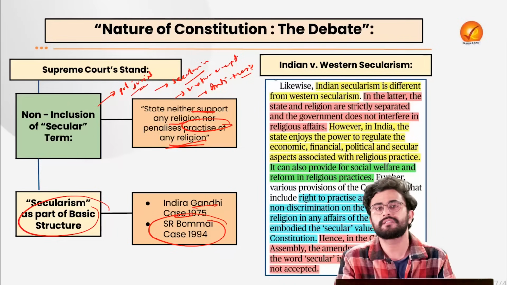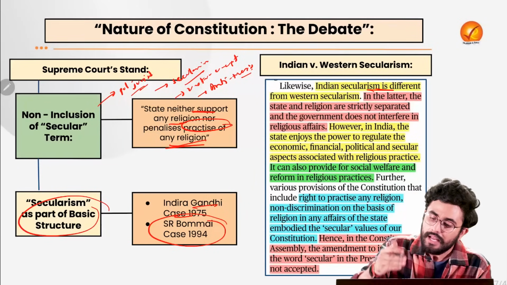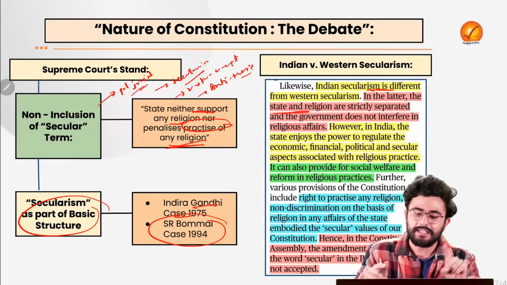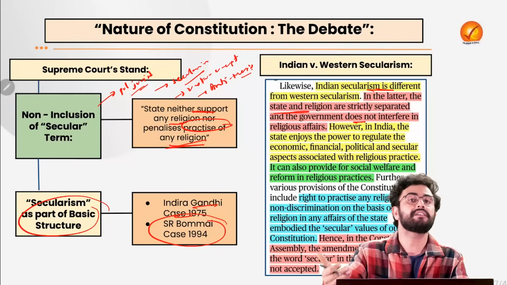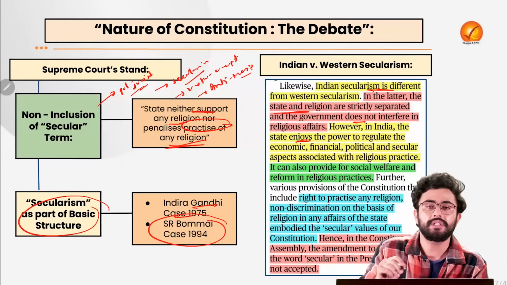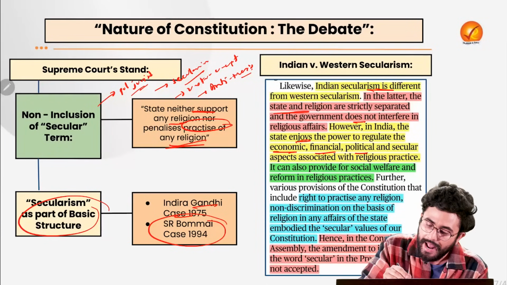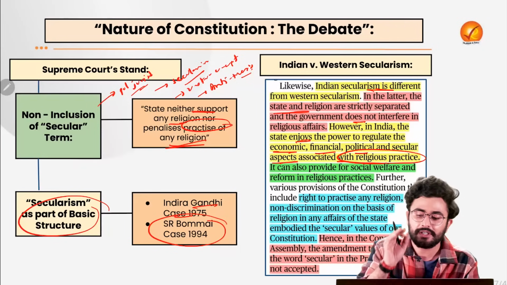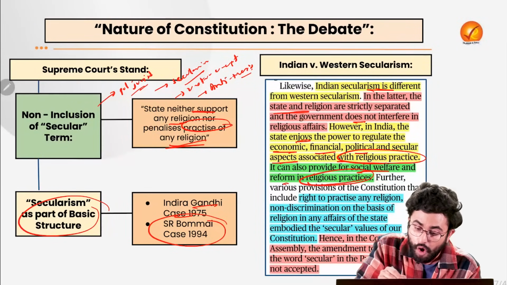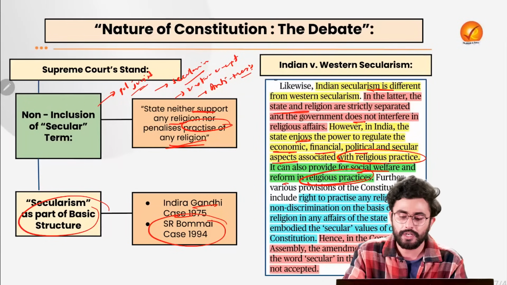Even in today's article, you will find a definition and comparison between the Indian and the Western concept of secularism, where it states that Indian secularism is quite different. How? Because in Western secularism, the state and religion are strictly separated and the government does not interfere in religious affairs at all. However, in our country, the state enjoys the power to regulate the economic, financial, political and secular aspects which are associated with the religious practice. It can also provide for social welfare and certain reforms in religious practices as well. You can recall the abolition of sati as an example.